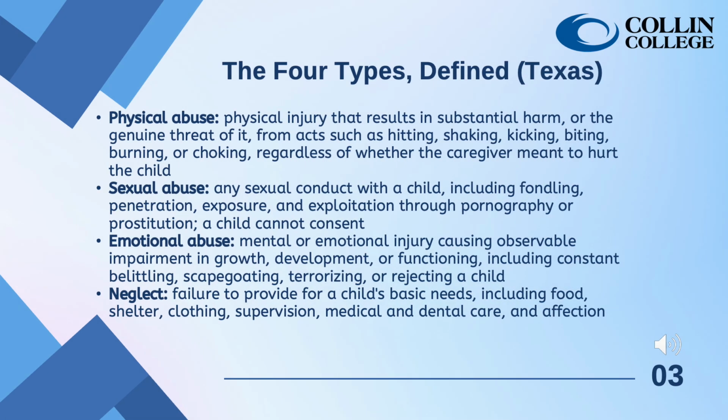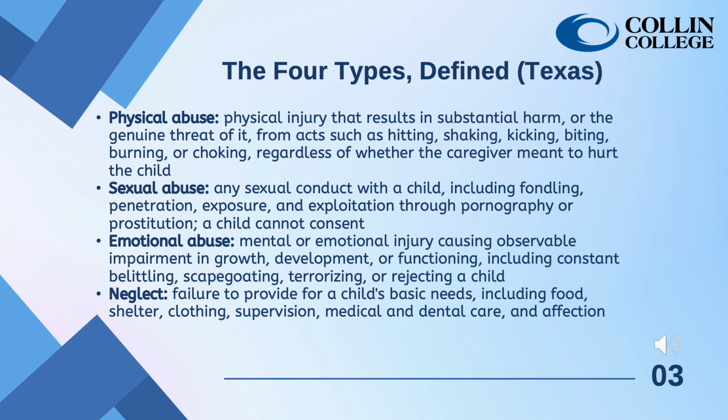These definitions come straight from Texas, where the Family Code in Section 261.101 governs what counts as abuse and neglect and who must report it. Let's walk through them. Physical abuse is physical injury that results in substantial harm to the child or the genuine threat of substantial harm. That includes punching, beating, shaking, kicking, biting, throwing, burning, and choking.